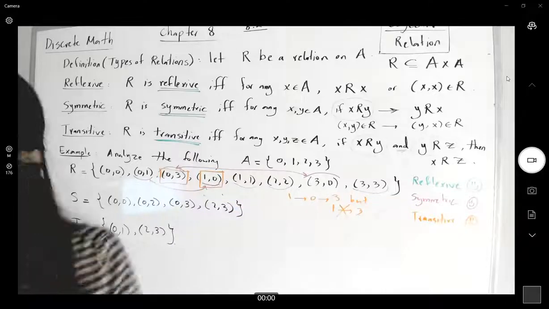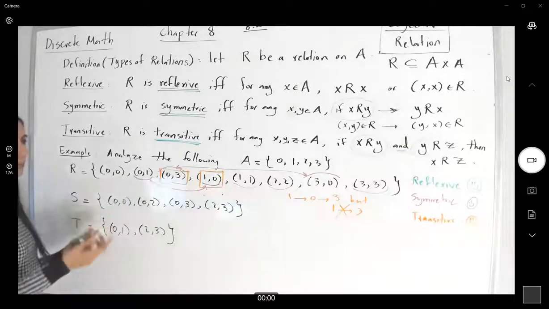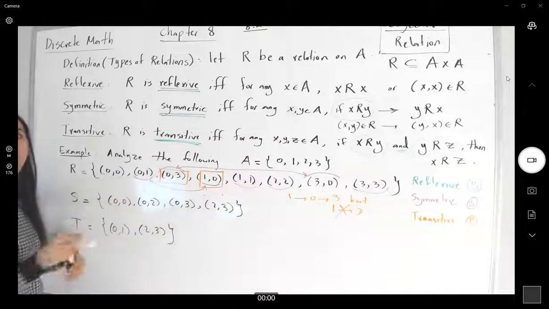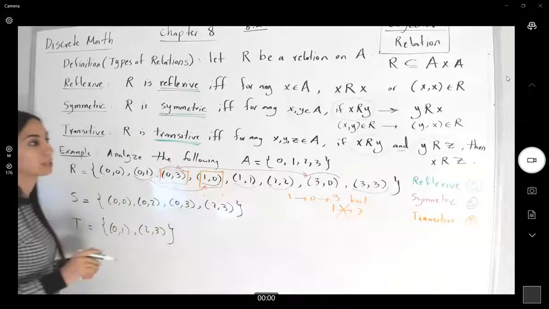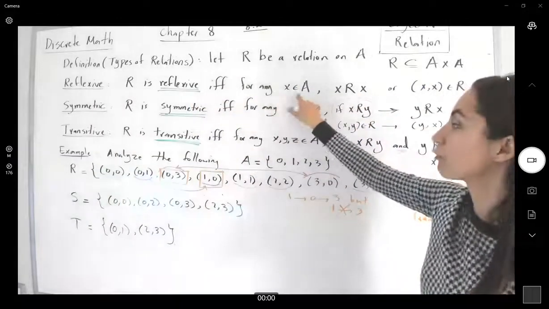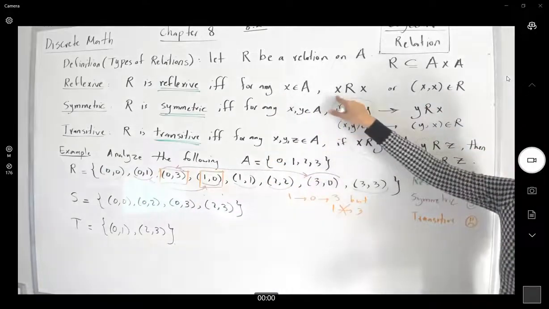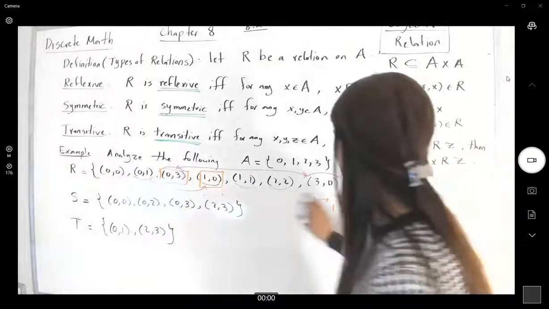Very well. So let's take a look at this relation. Is it reflexive? So far I have 0 and 0. I don't have 1, 1. I don't have 2, 2. I don't have 3, 3. Take a look at the definition. It says for any X in A, you need to see X and X in that relation. So it's not reflexive.